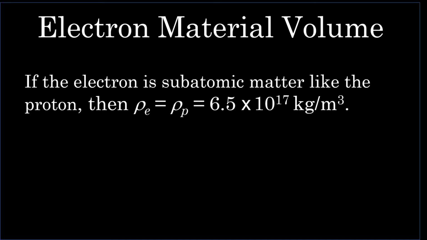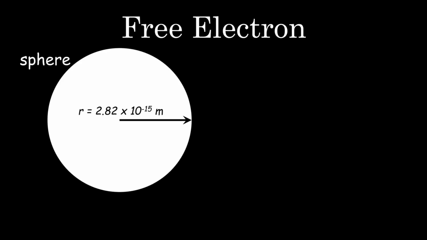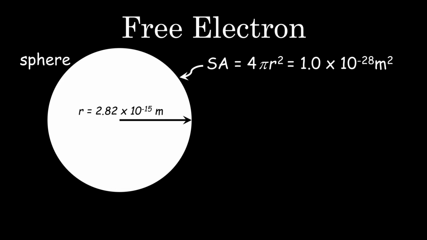If the electron density is equal to the proton density of 6.5 times 10 to the 17th kilograms per meter cubed, since its mass is 9.11 times 10 to the minus 31 kilograms, then the volume its mass occupies, the electron's material volume, is its mass divided by the proton density, which is 1.4 times 10 to the minus 48 meters cubed. If the electron is a sphere with a radius of 2.82 times 10 to the minus 15 meters, then its mass must cover a surface area of 4 pi times that radius squared, or 1.0 times 10 to the minus 28 meters squared.